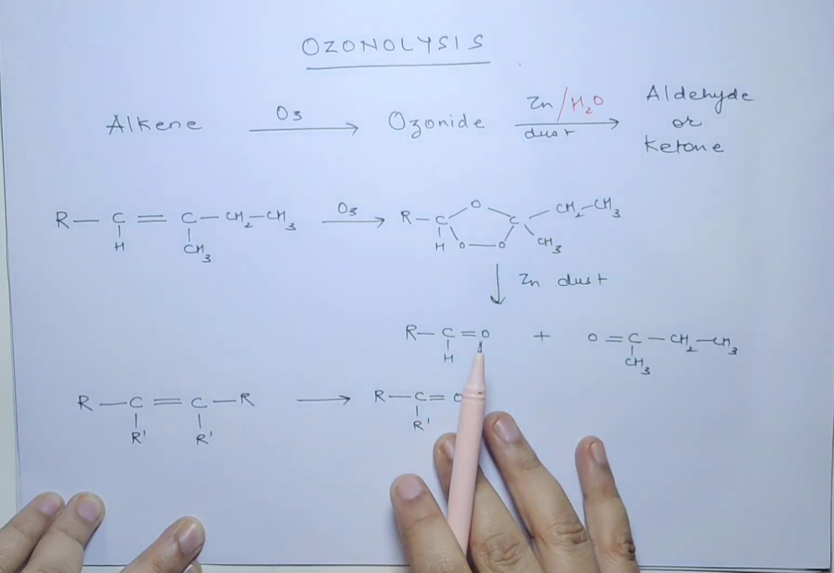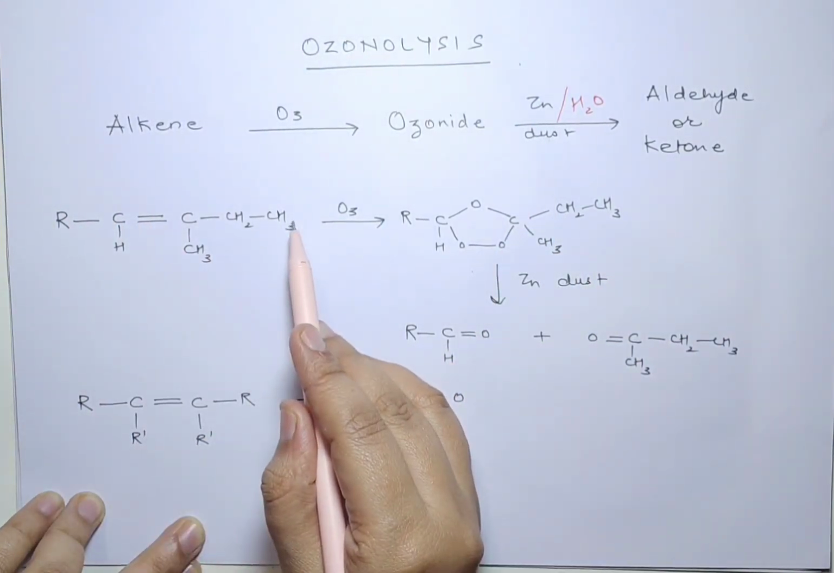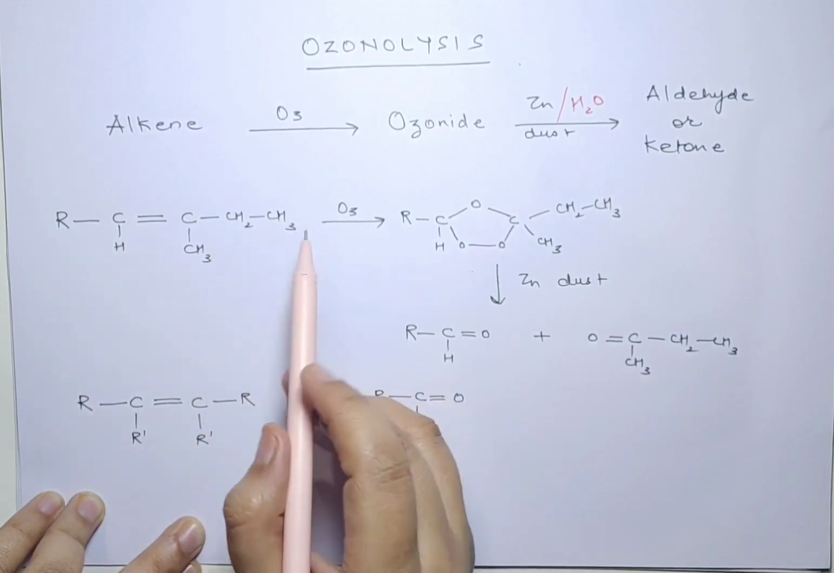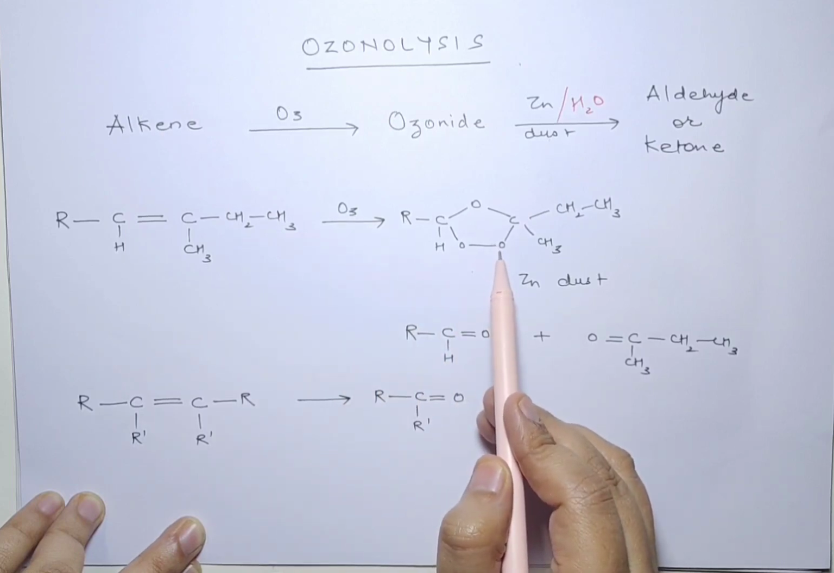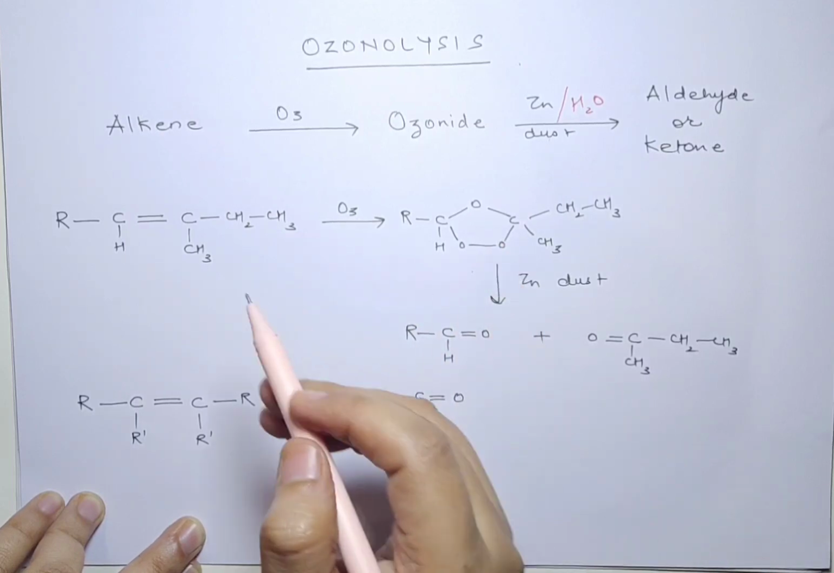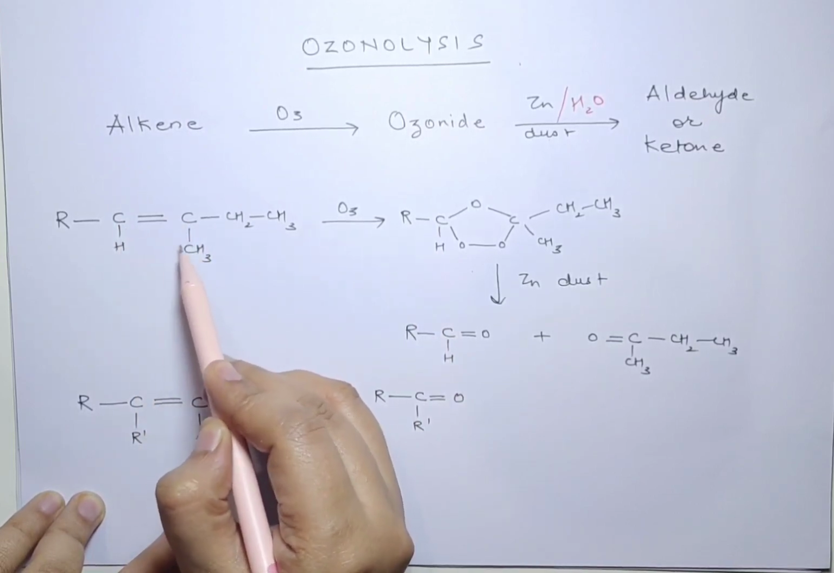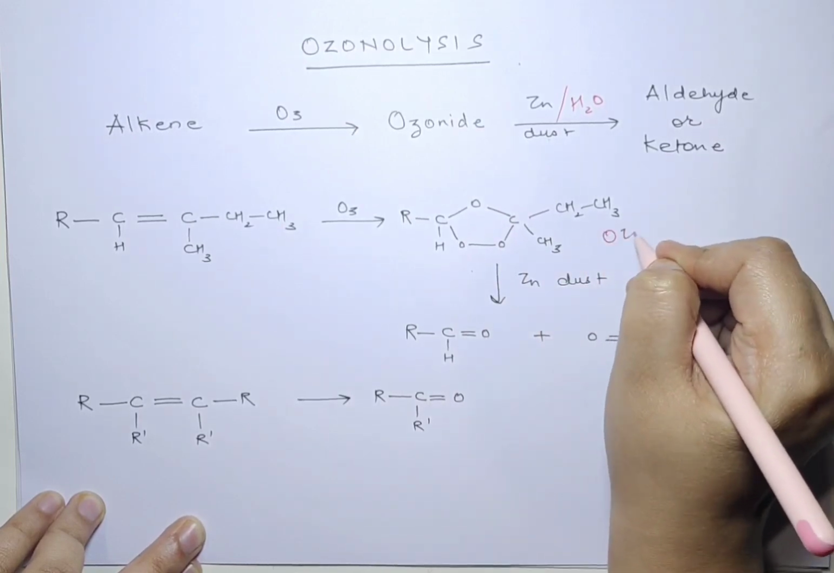Okay, so this is the reagent that we use. Let's see how it happens. Let's say this is the alkene that we took. It's an asymmetrical alkene. Now when we add ozone, ozonoid would be formed. And how would you make that? Just make a temple or a hut-like structure here in place of the double bond. So this is your ozonoid.